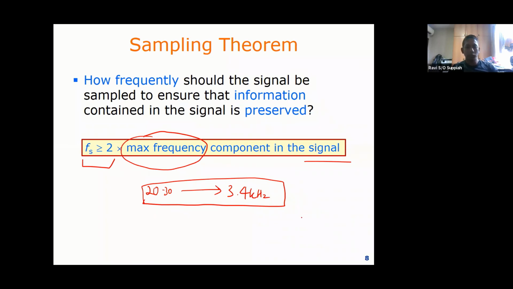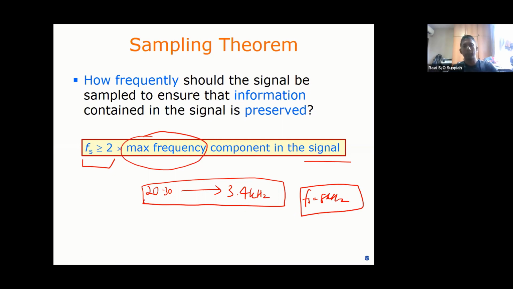That is why telephone systems, mobile phone systems, we sample at 8 kilohertz. So we round up to 4 and we sample at 8 kilohertz. That is why whenever you talk on the phone, you can hear the other person clearly, because we are oversampling by a little bit and we can reconstruct everything clearly.